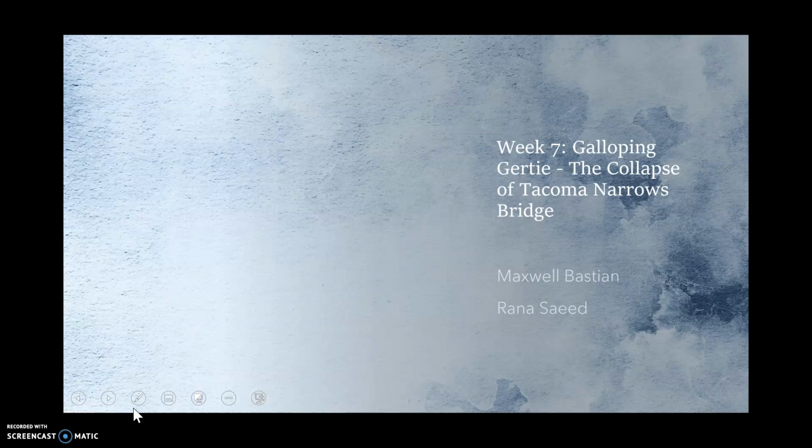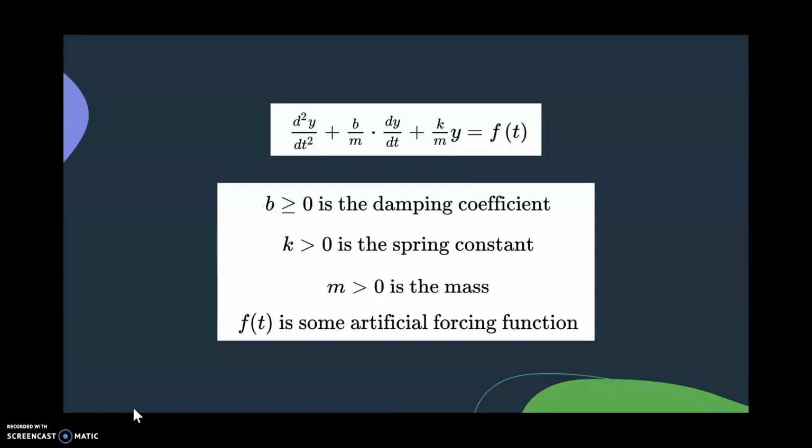Max Bastian, and I'll be talking about the Week 7 discussion board called the Galloping Gertie, the collapse of the Tacoma Narrows Bridge. To start off, we'll be looking at the force motion equation, which is the second derivative of y plus b divided by m times the derivative of y plus k divided by m times y.